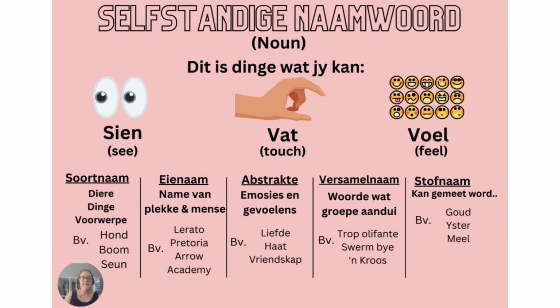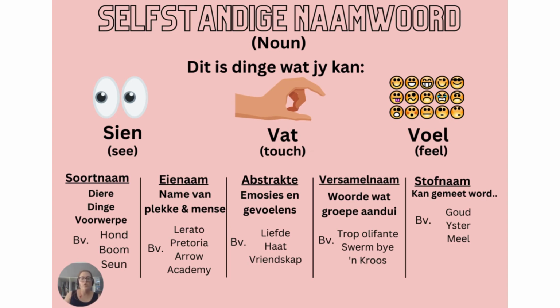Dan het ons abstrakte selfstandige naamwoorde. Dit is wat jy voel. So dis jou emosies, jou gevoelens, your emotions. Liefde, haat, vriendskap. All of those things that you can feel. Dan het ons versamelname. So dit is, we take groups, so a school of fish, right? A flock of birds. In Afrikaans we do the same thing. So trop olifante, a swarm bye. So it will be our collective nouns, right?